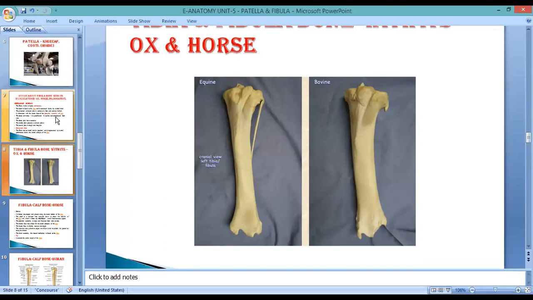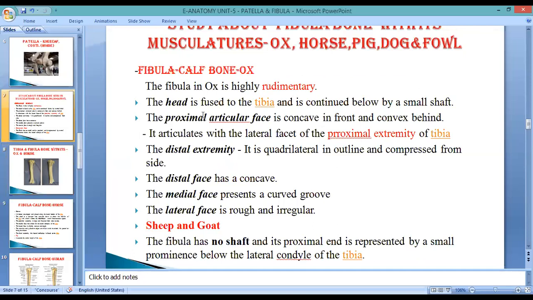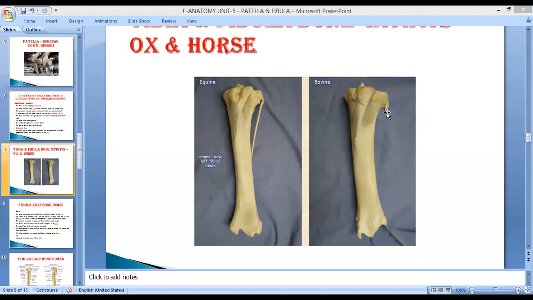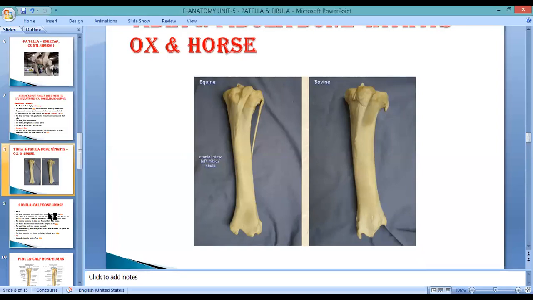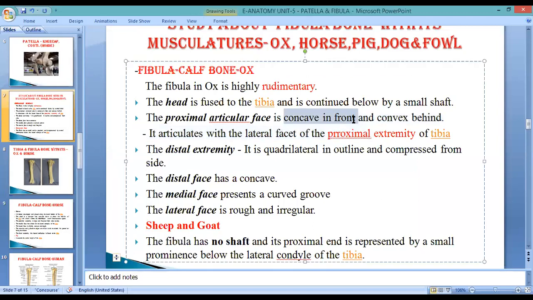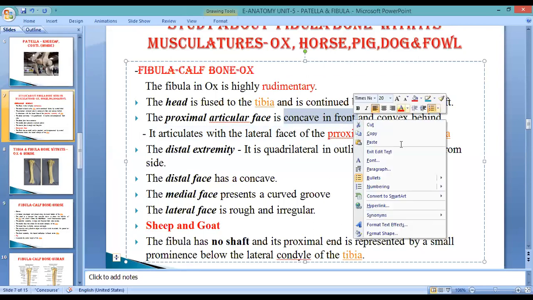So further we will study. This is the highly rudimentary bone, and for description it contains head and two ends, proximal and distal end. This is the head and this is the proximal part, and this is the distal part. The head is fused with the tibia and is continued below by a very small shaft. Proximal articular face is concave and comes in contact with the lateral part of the tibia.